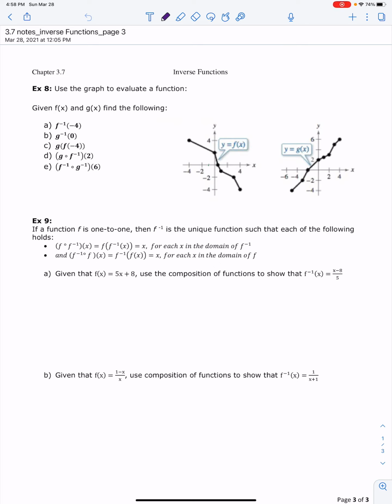Okay, these are the 3.7 notes, inverse functions, page 3. We're going to do two things on this last page. We are going to consider inverse functions and values from a graph. We're also going to use the composition of functions, which is going back to section 3.4. We covered that in like week 2, if you need a review.